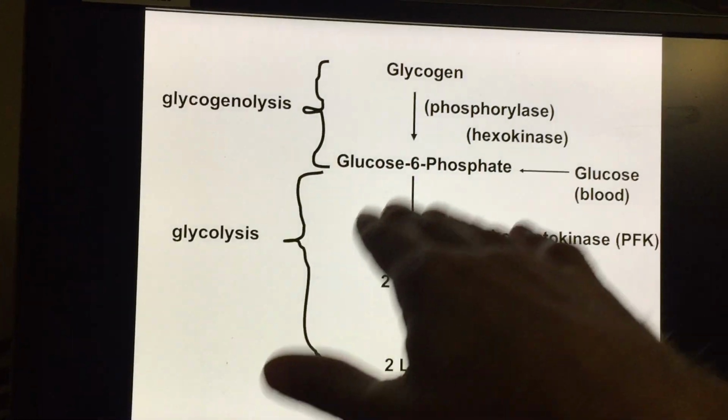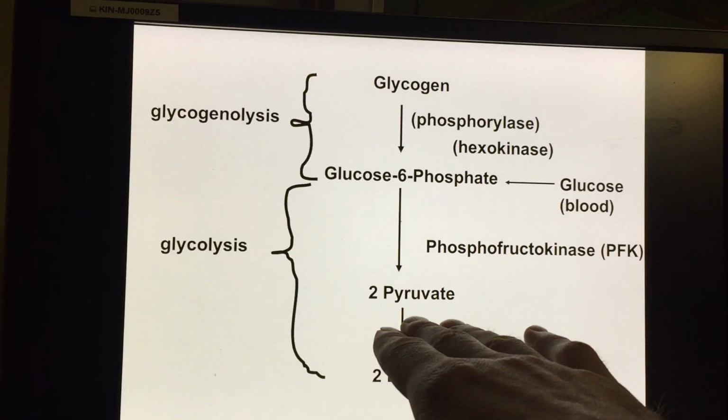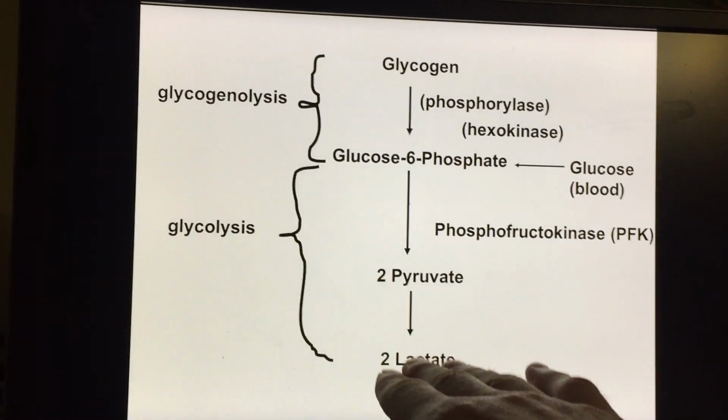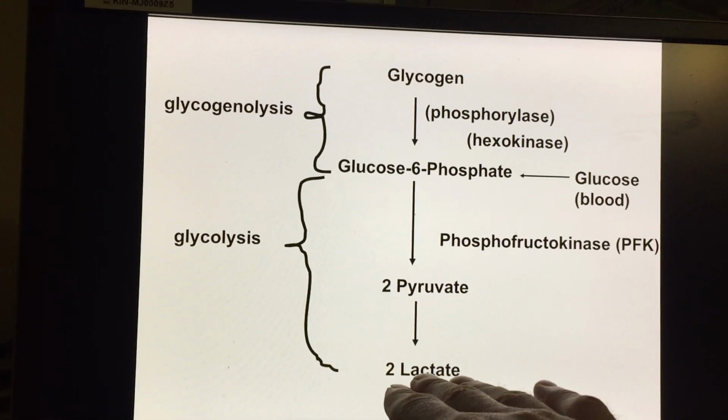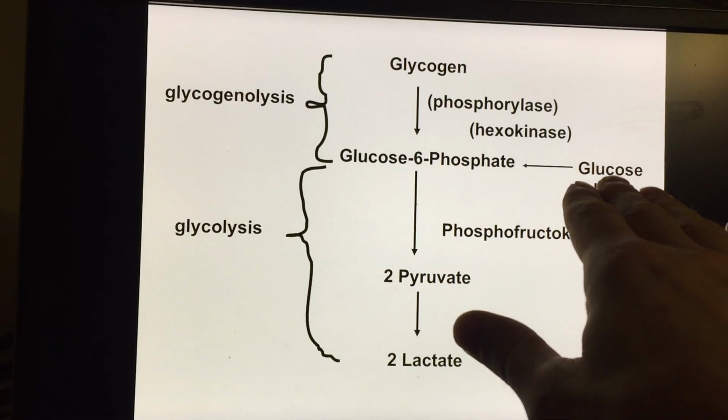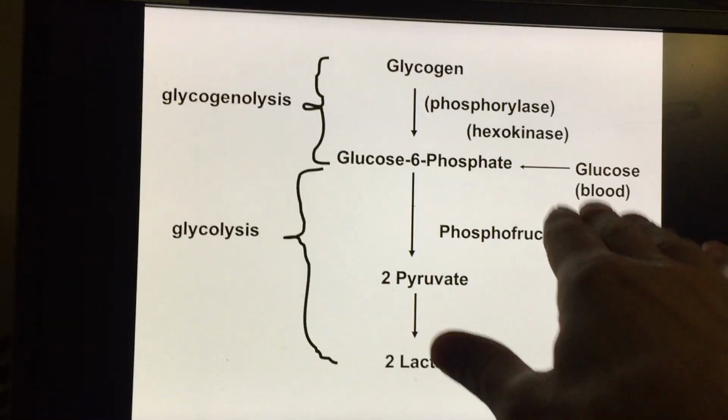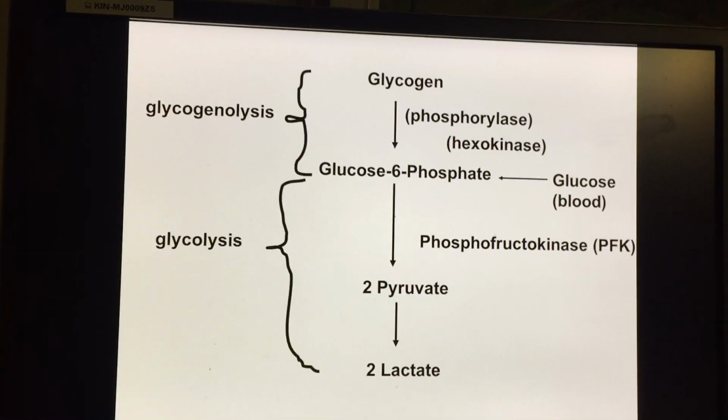And then glycolysis refers to this bottom part of the pathway, glucose 6-phosphate down to pyruvate and lactate, and it includes this glucose coming in. So that's all part of glycolysis.